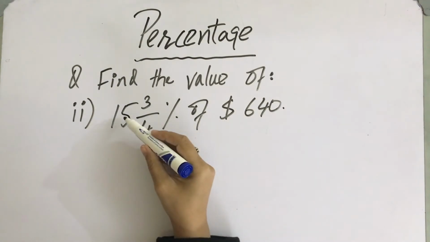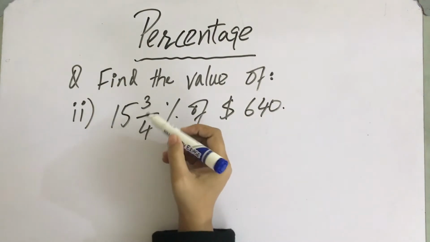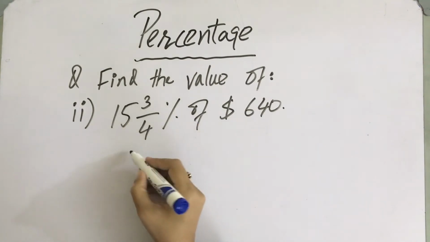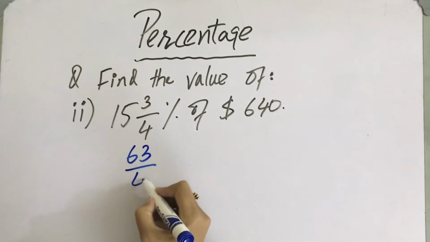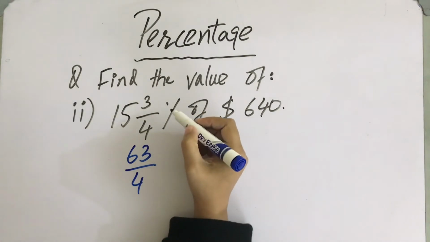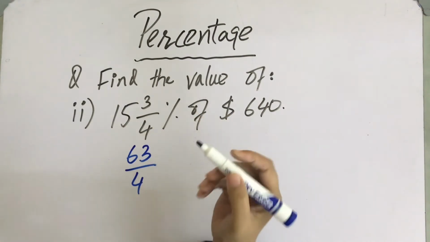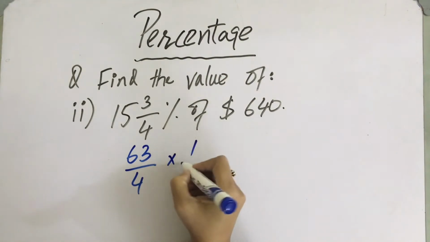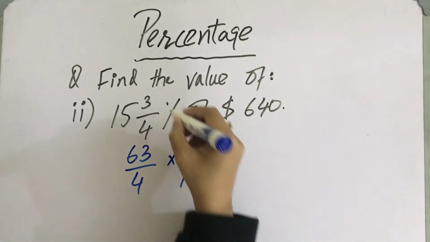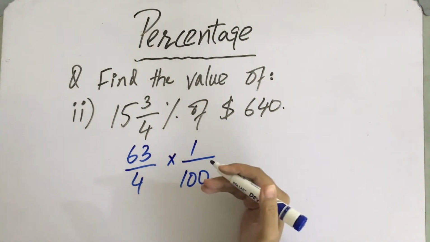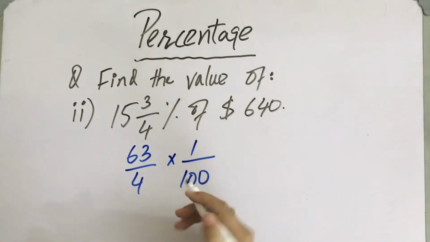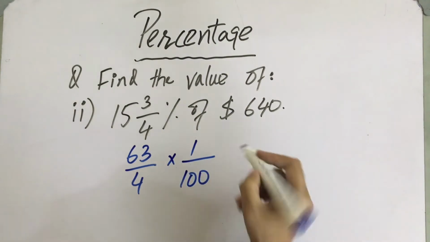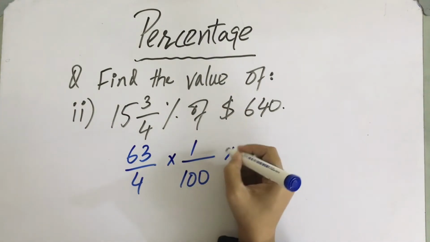The second part, 15 and 3 by 4% of 640. 15 and 3 by 4%. This is a mixed number converted into an improper fraction. 15 4 times 60, 63 over 4. I have to remove this percentage. I have to divide by 100. There are two ways. I can divide it here, or I can write it like this, multiply 100. This is to remove percentage. I have to bring 100 in the denominator. I could write it as 400, but I have written it separately, multiply 1 by 100 of.